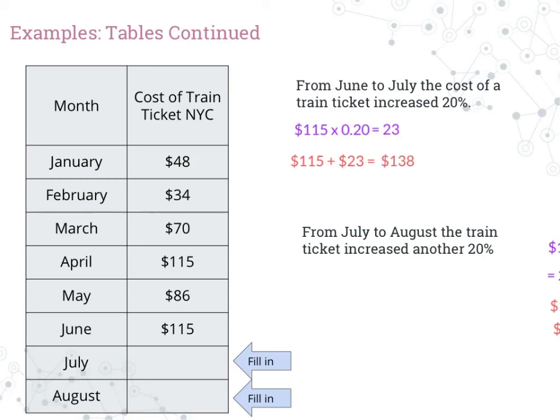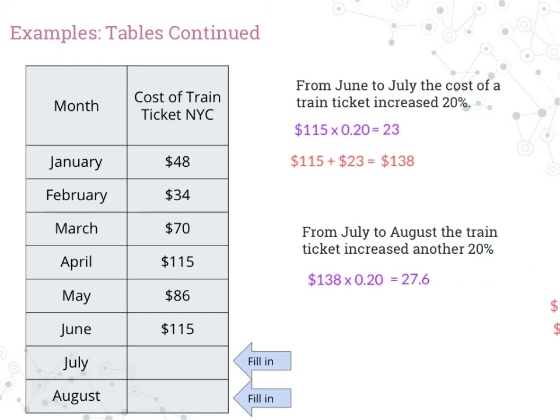Let's take a look at the second problem. The second problem says from July to August, the train ticket increased another 20%. So they must be really trying to increase the prices in the summer because they know that's when lots of people are traveling because there is no school. So I've got to figure out from July to August. Luckily I just figured out July is $138, and I figured out how to multiply by the decimal to figure out the percentage of $138. So I'm going to take $138 times 0.2, because again, my percentage needs to be a decimal, and in this case 20% as a decimal is 0.2.